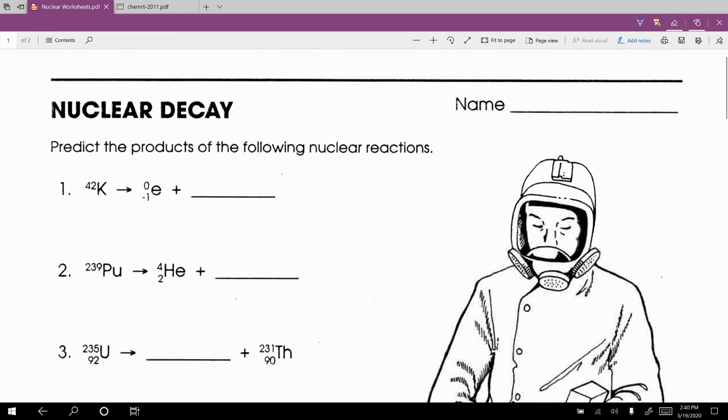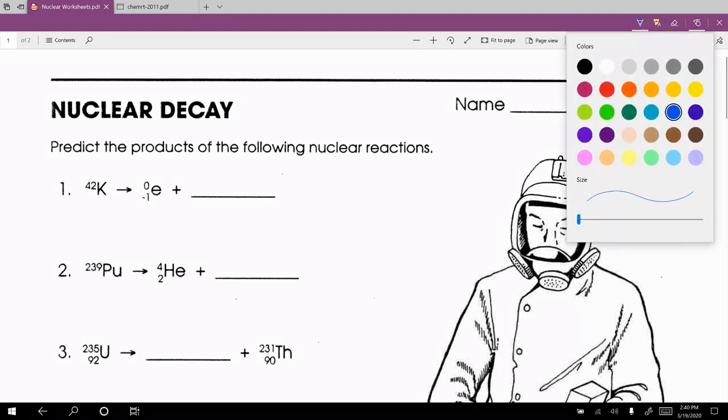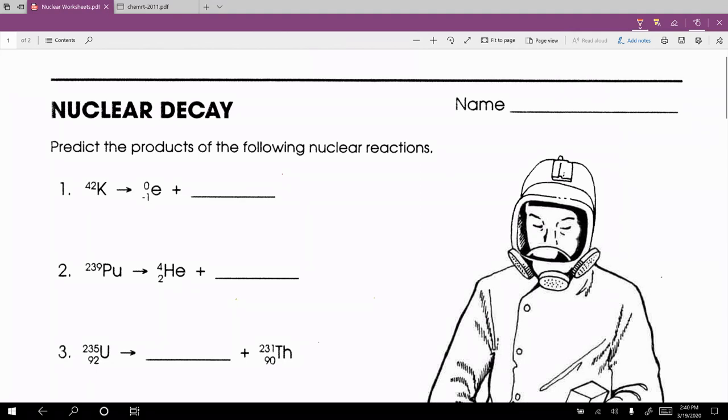Now the eraser doesn't want to work. Okay. So I am going to go with orange, right? Let's change up our colors.